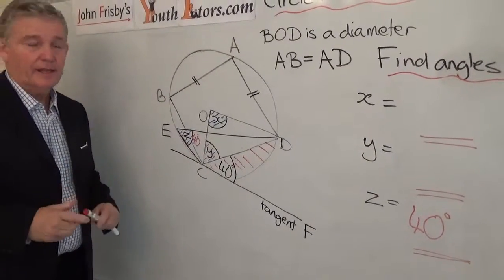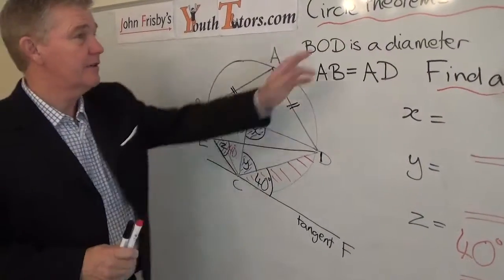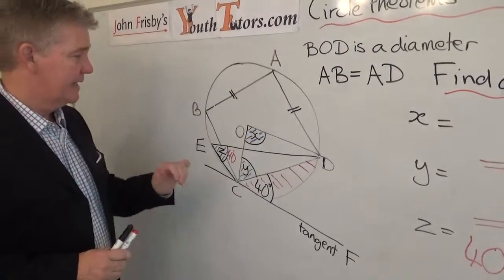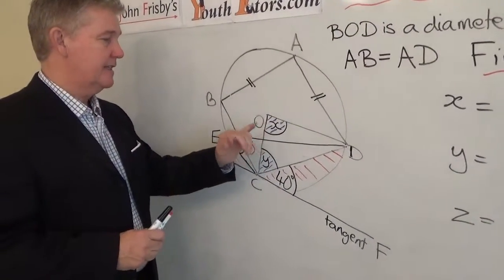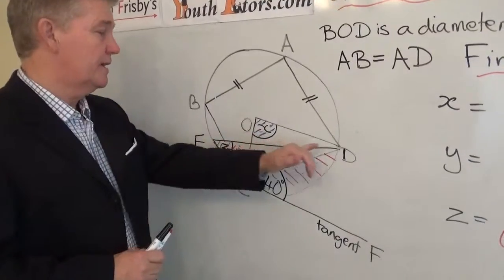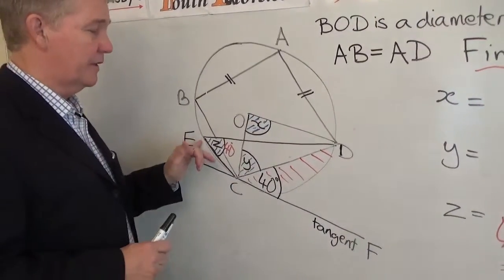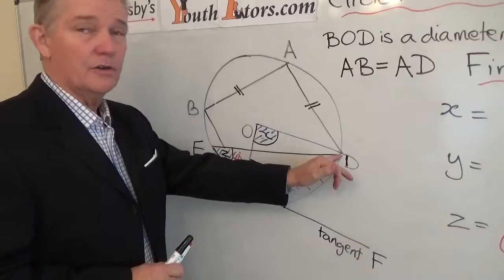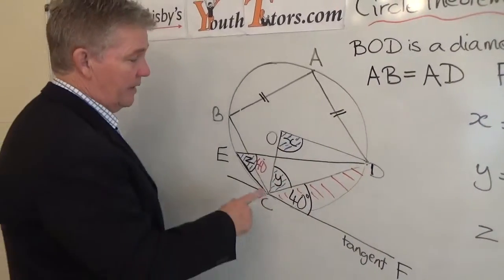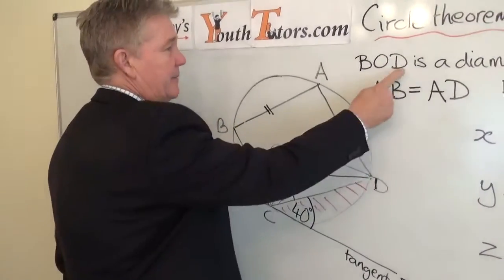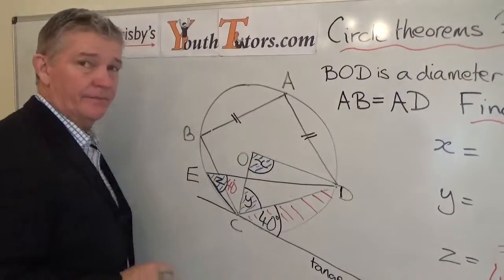Another theorem that you will have learnt is that the angle subtended at the centre is twice the angle subtended at the circumference based on the same arc or chord. And we know that BOD is a diameter, so O is the centre of the circle.